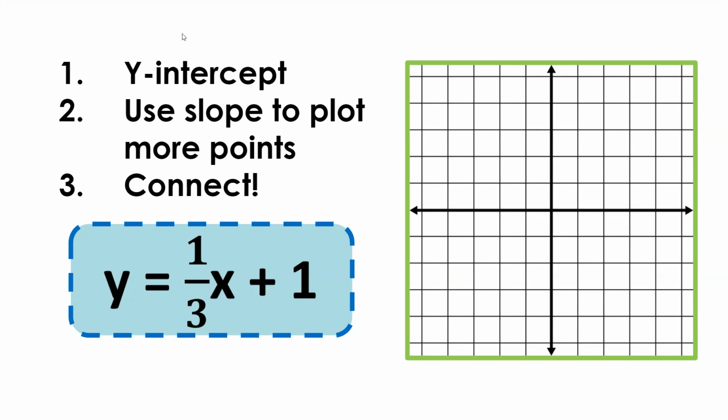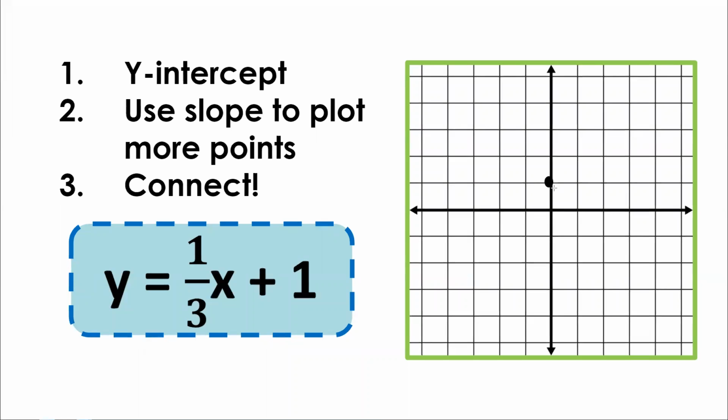First things first, we got to get that y-intercept in place. So if we look at this equation, it's in the form y equals mx plus b. B is our y-intercept. That says positive 1. So we're going to go to positive 1 on our y-axis, which is right here.